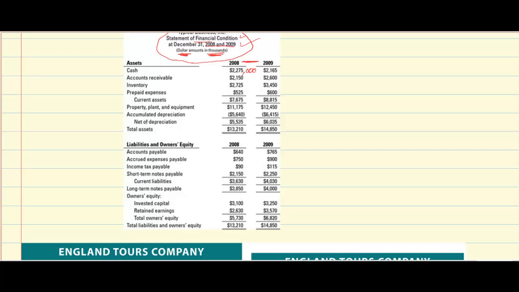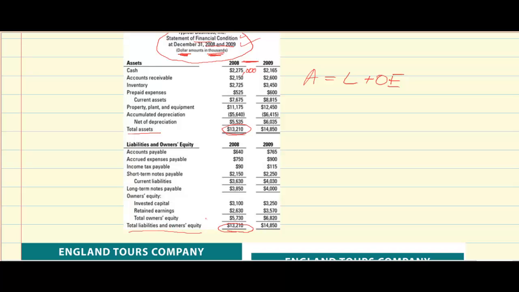Before, we mentioned that A equals L plus OE, and it's probably important to test that theory right now. So let's look at the total assets. We have here 13,210, and if we also look down here, total liabilities and owner's equity is also 13,210. Well, what is total liabilities and owner's equity?